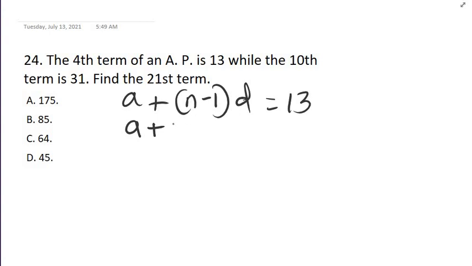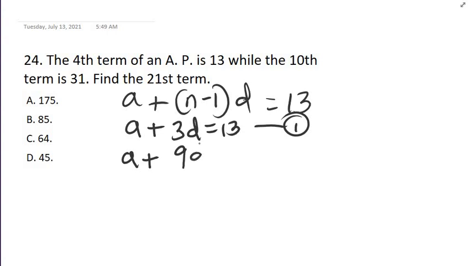4 minus 1 is 3, so I have A plus 3d equals 13. Let this be equation 1. The 10th term is 31. We'll do the same for the 10th term. A plus, replace the n with 10. 10 minus 1 will give me 9d equals what? 31. Let this be equation 2.